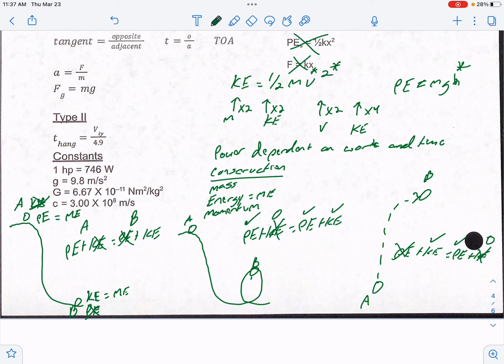So those are the 3 scenarios that you'll run into as far as the PE plus KE equals PE plus KE goes. Hopefully that helped you out a little bit, and let us know if you have any questions.